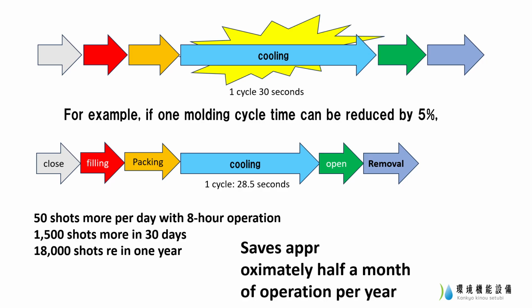Considering labor costs, electricity costs for operating molding machines and related equipment, and other expenses, even a single molding machine represents a considerable loss. What do you think? Based on this explanation, don't you agree that the quality of mold cooling water is a crucial factor in producing high-quality products and efficiently operating the production line?